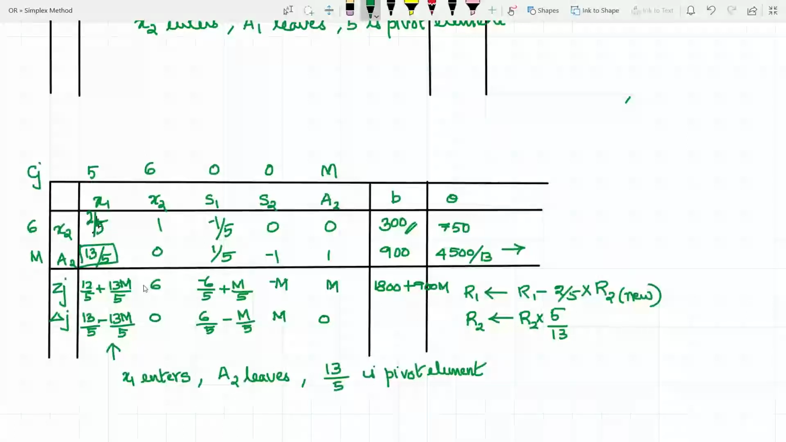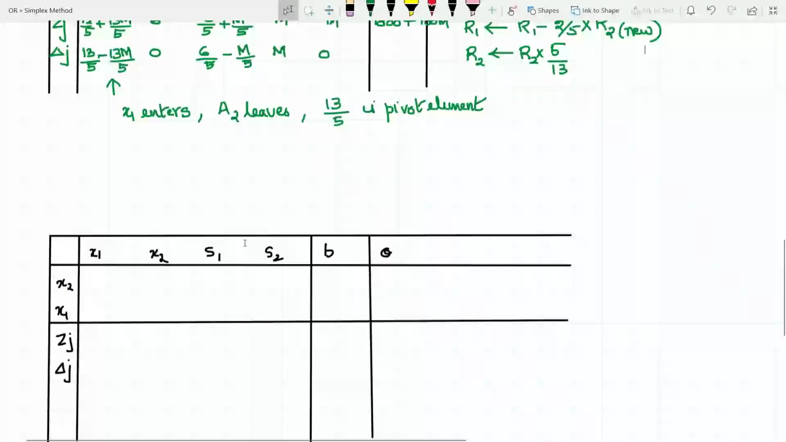Okay. Now based on this we'll draw the next table. So now A2 will go. The A1 here, in the next table A2 will not be there. So I have written the table here. So you have x1, x2, s1, s2. Now A2 went out and in its place x1 came. Okay.